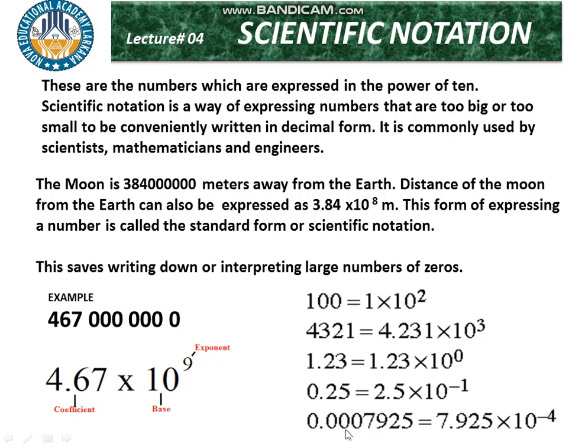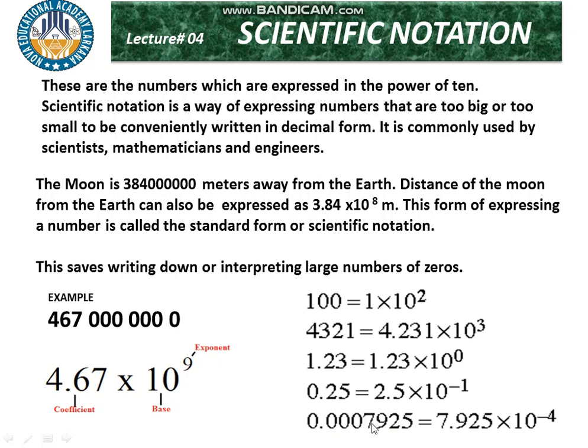0.0007925. Now this decimal point is going to be shifted. Again we have crossed 1, 2, 3 and 4. We have to put this decimal point between 7 and 9. Now this is 7.925. Now how many values have you crossed? 4 values you have crossed.